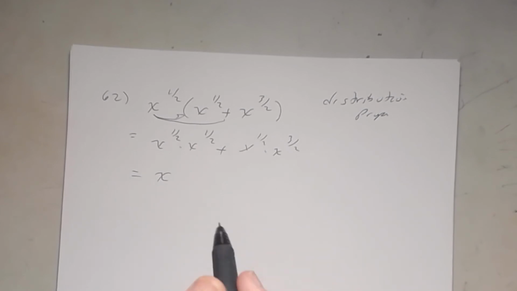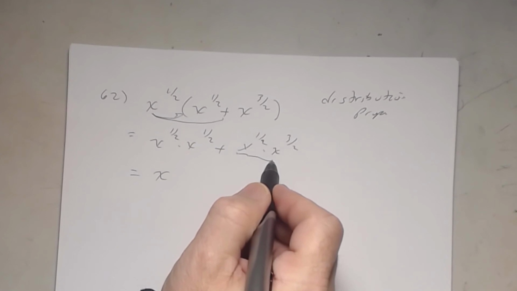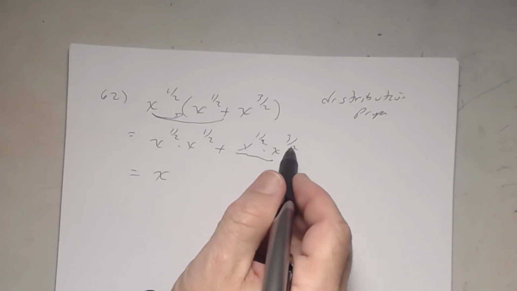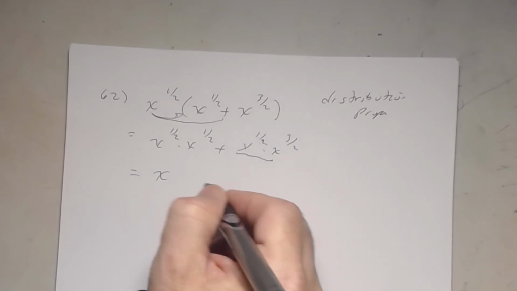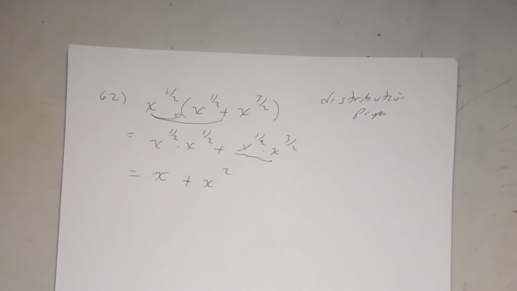Over here, you're using the product rule again, right? So what's 1/2 plus 3/2? 4 halves, which is 2. So x plus x squared. And that's it. There's your answer.